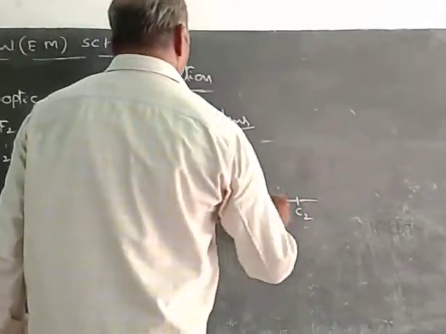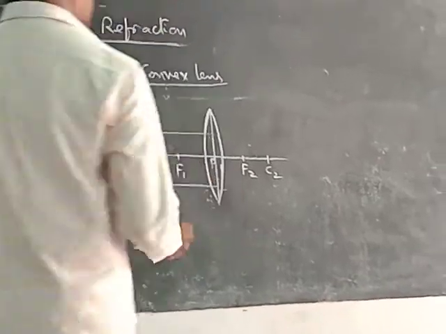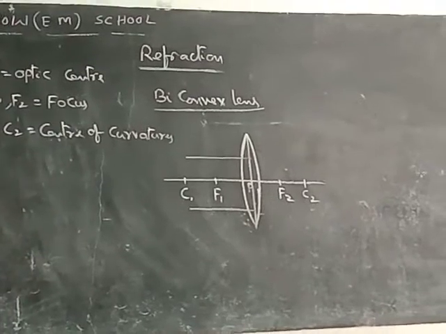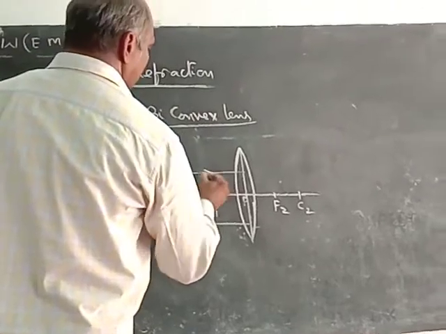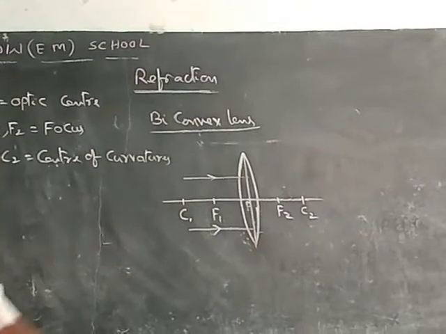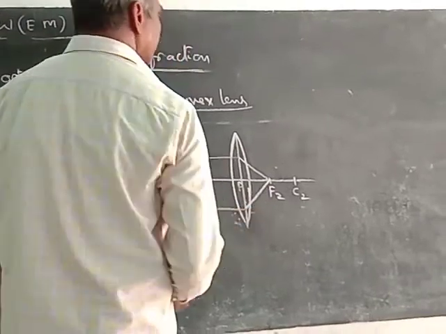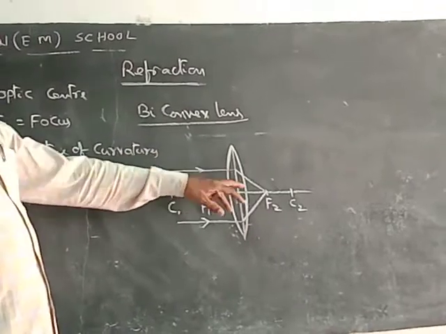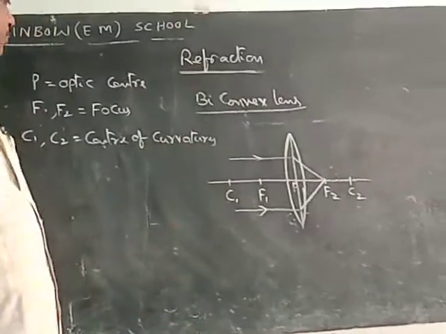Suppose light ray coming in this direction. Here, we already know the line passing through the optic center and centers of curvature is called the principal axis. When light rays travel from a distant object, these light rays are parallel to the principal axis. After refraction, they meet at one point, that is focus. Suppose light rays travel in this direction, they meet at F2. Suppose light rays travel in the opposite direction, they meet at F1.